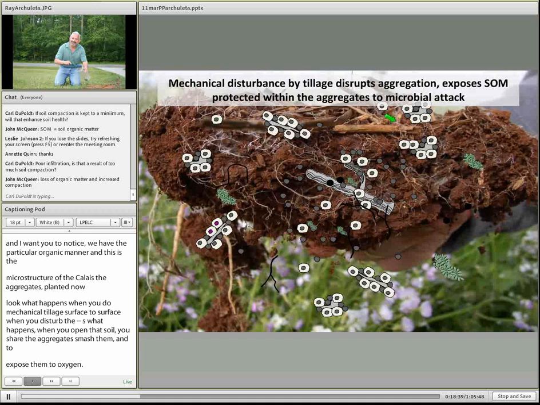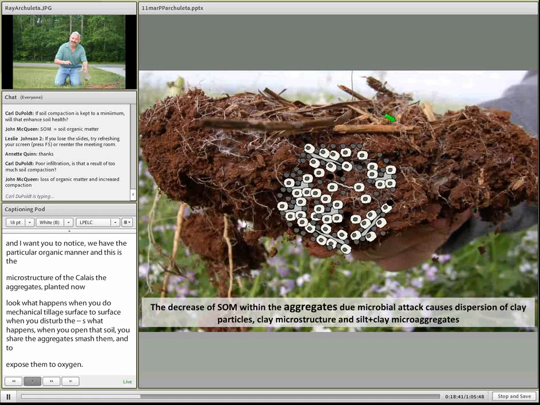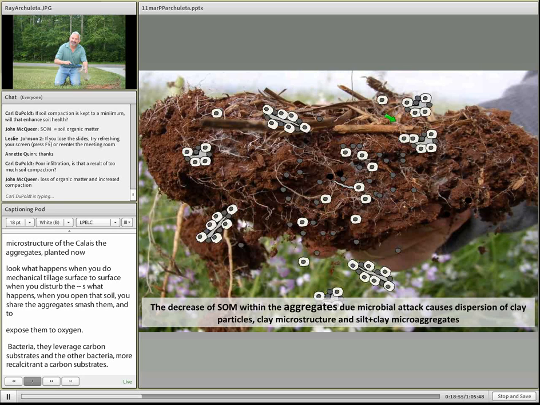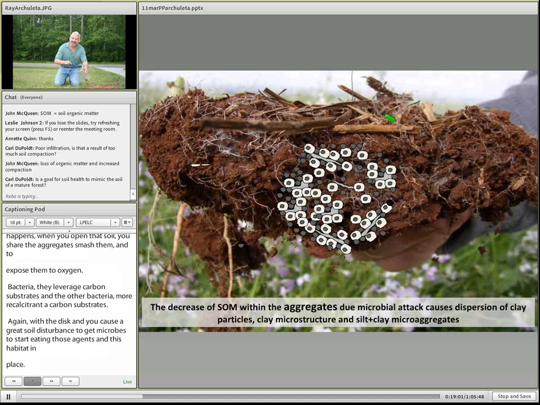But again, when you disc and you create soil disturbance, you get these microbes to start eating those cementing agents that hold this habitat in place. When the cementing agents are gone, the particles collapse, and the particles fill in the pore spaces.